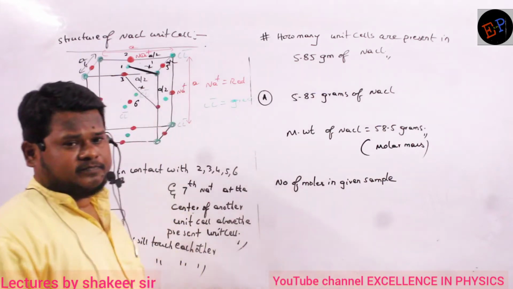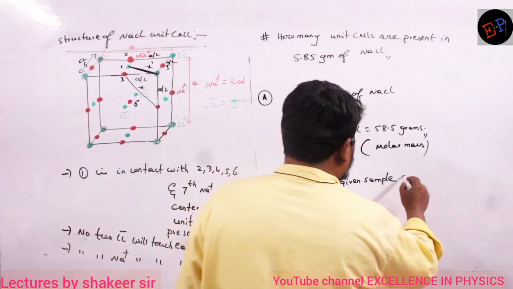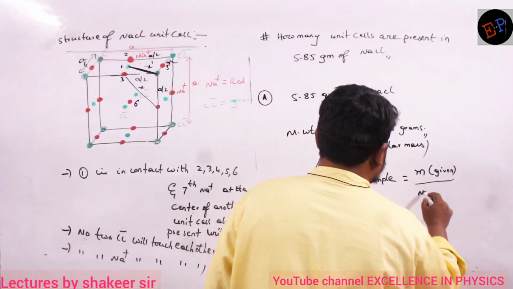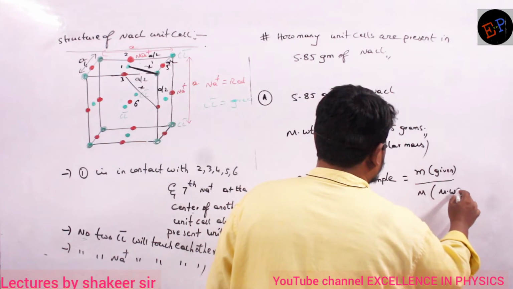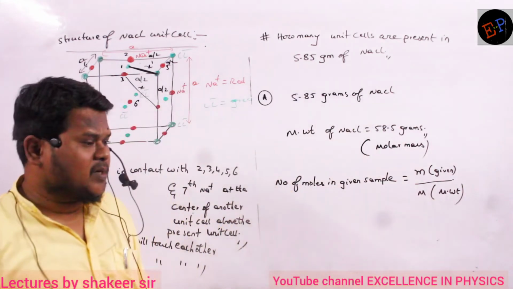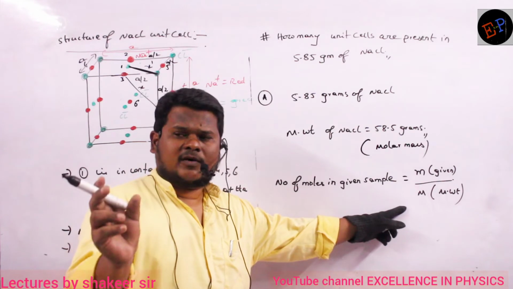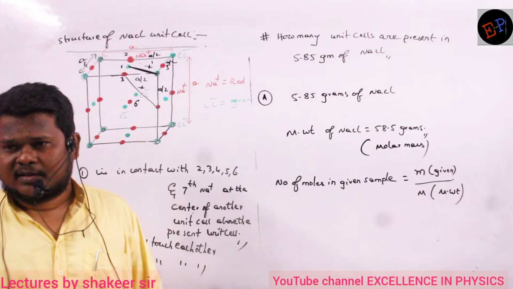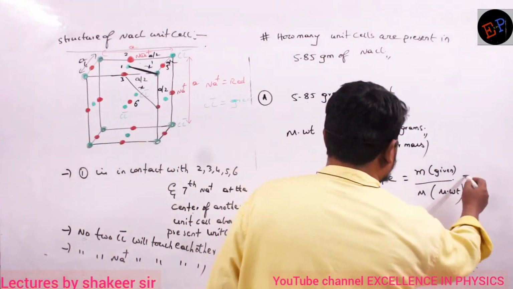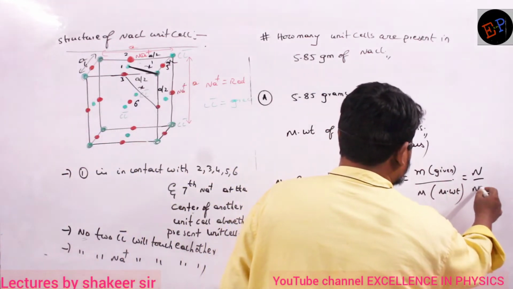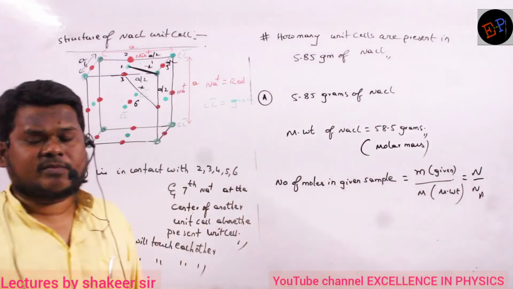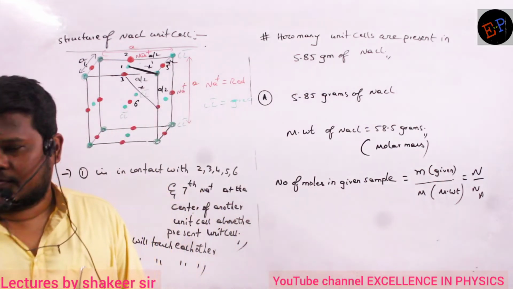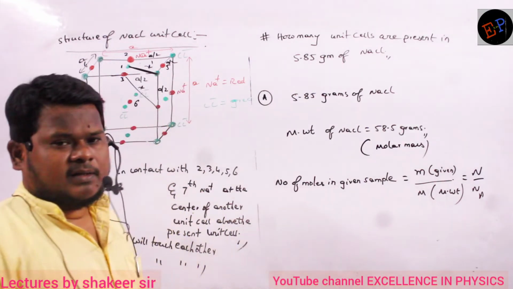The number of moles formula: total given mass divided by molecular mass. This is the formula, no? If you divide the total mass by the molar mass, then you will get how many moles are present in that particular sample. There are many methods to find the number of moles. This is one method. One more method is you can write total number of atoms, molecules or ions divided by the Avogadro number. Similarly, in a gas, you can write total volume divided by the volume of 1 mole, that is 22.4 liters. Any method you can use. Are you able to understand?